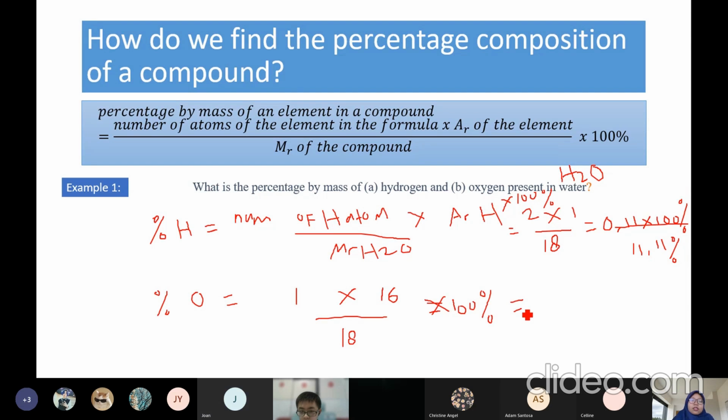So the result is 88.89%. So the total when we sum is 100%. Okay, can you understand how to find the mass percentage of an element in a compound? Understand?